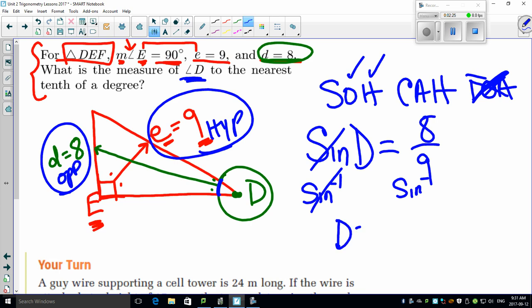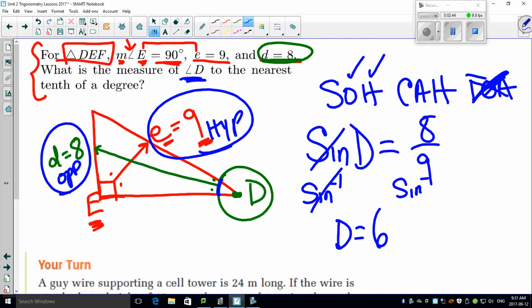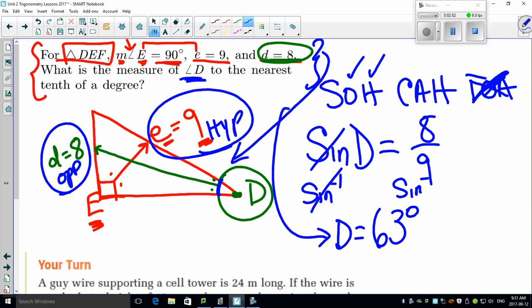So bringing up our calculator, here we go. Inverse sine of 8 over 9. So clear, second sine, there it is, inverse sine. There's 8 divided by 9, bracket. And we have 63 degrees. 63 degrees. And that's how you do it. That's how you get from word form into this, and finally developing our answer.